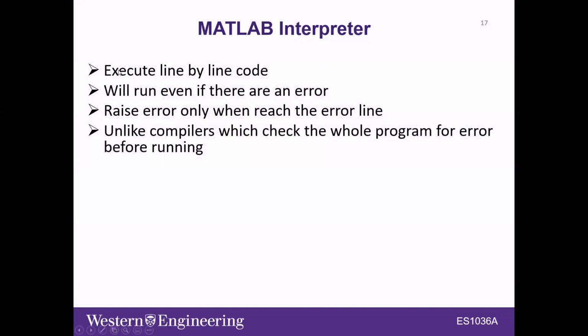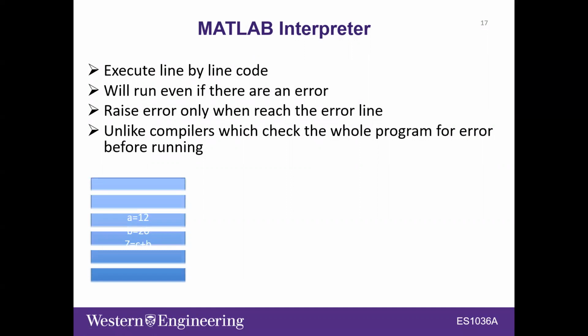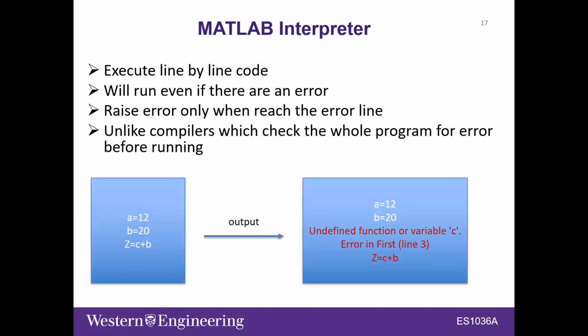What is the background? It is executed line by line. It will run even if there is an error, and raise an error only when it reaches the error line. So it will start executing line by line till it reaches an error, then it will give you an error here. Unlike a compiler, which checks the whole program for errors before running, here it will execute line by line till it reaches an error, then it will throw the error. So, A equal 12, B equal 20, undefined function or variable C, error in line 3. So it will run like this.